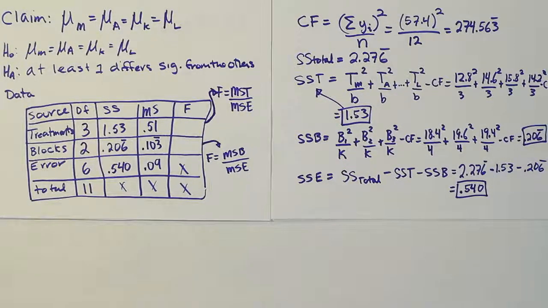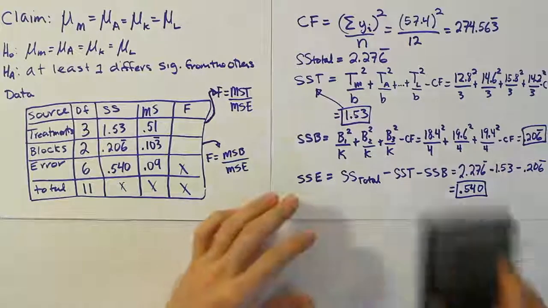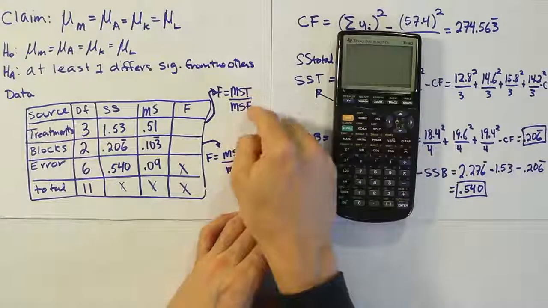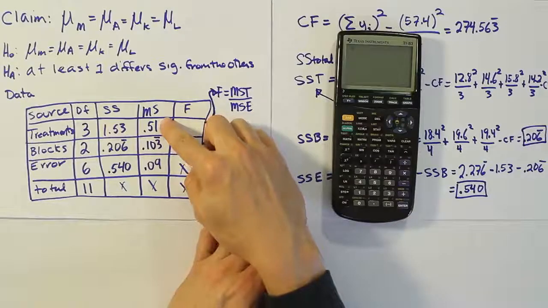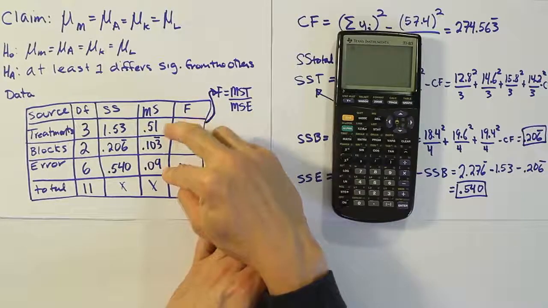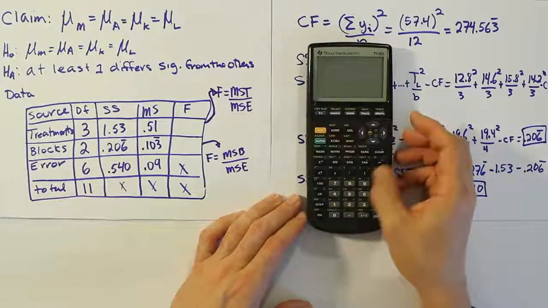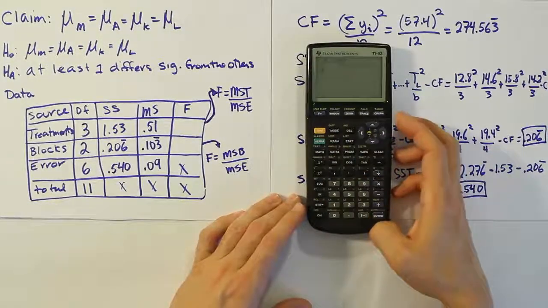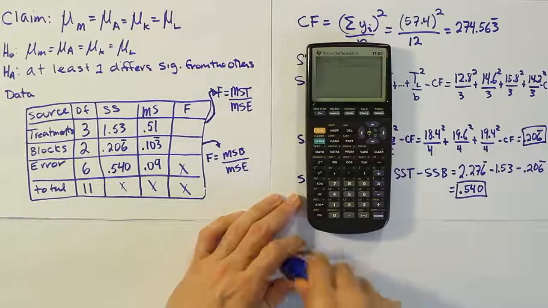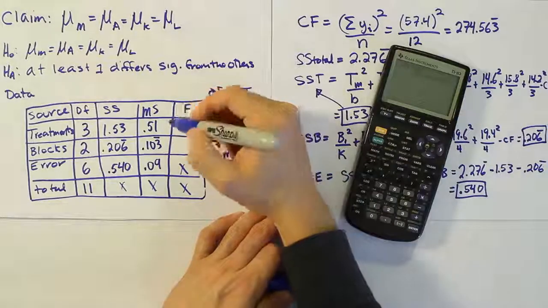In order to do that, we're simply going to do the ratios that I described here. So we're looking at MST over MSE. Here's MST, here's MSE, the last one. So we're going to do 0.51 divided by 0.09. And when we do that, we get the answer 5.6 repeating for the F value.